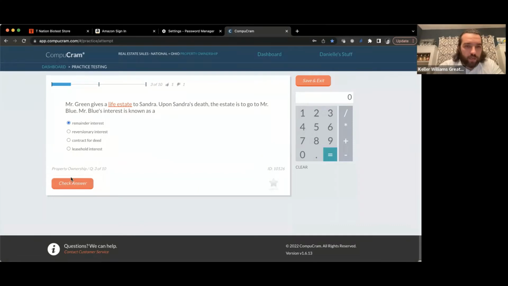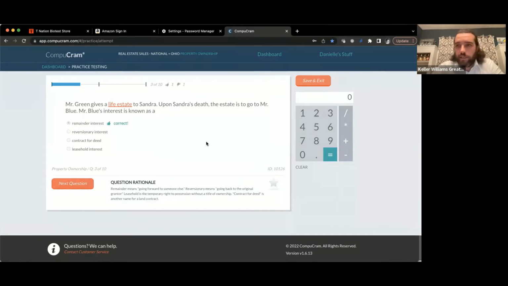A remainder interest is going to be correct. So the thing to consider here is upon death in this life estate, the property will then remain with someone other than the person granting the estate. If it was going back to Mr. Green, that would be a reversionary estate where it would revert back to Mr. Green. But since it moves on to remain with somebody else, it is a remainder interest.